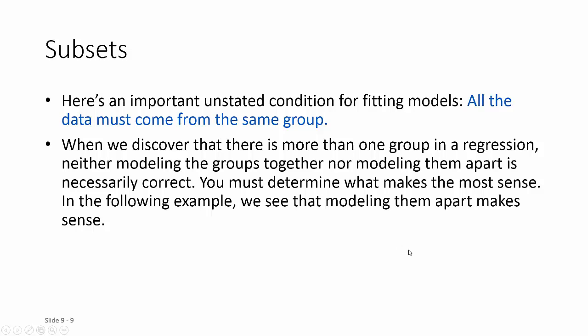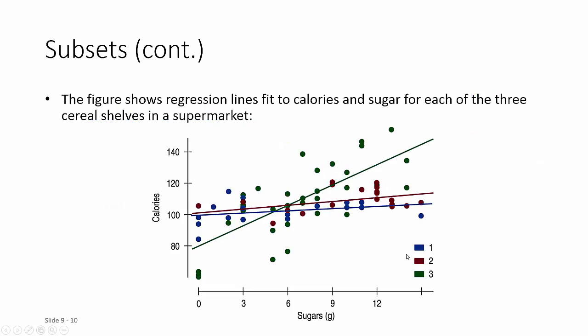So when we decide that there are groups in a regression, what we're going to want to do is decide, well, what's going to be the most beneficial way for us to analyze this? Are we going to want to model them separately, so that is, create a different regression line for each group, or is it appropriate to model them all together? And really the context of the problem is what's going to lead us to figuring that out.